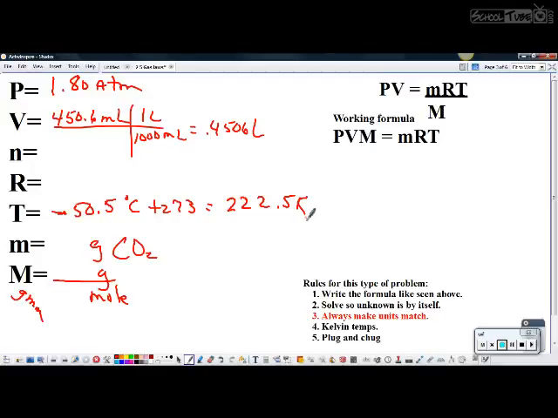Now, looking at page 384, I need atm. So that's 0.0821 liter atm per mole K. Can we mark that here? Yes, please do. I should have already done it. As soon as I wrote down this gram, as soon as I did something here or here, I need to mark out my n, because I'm not going to use the n.